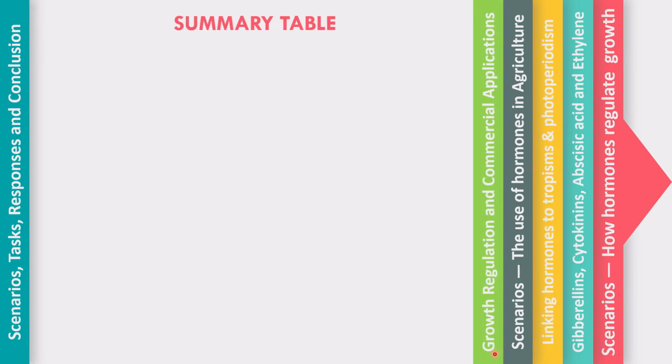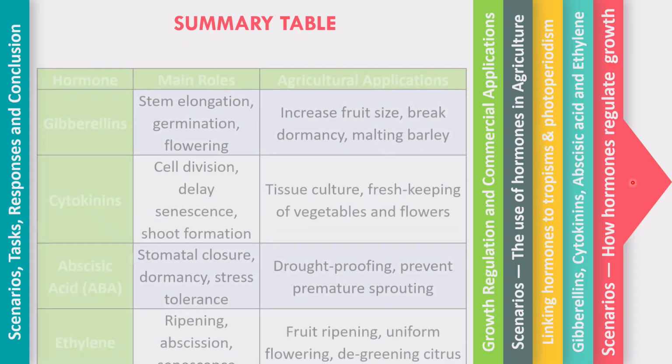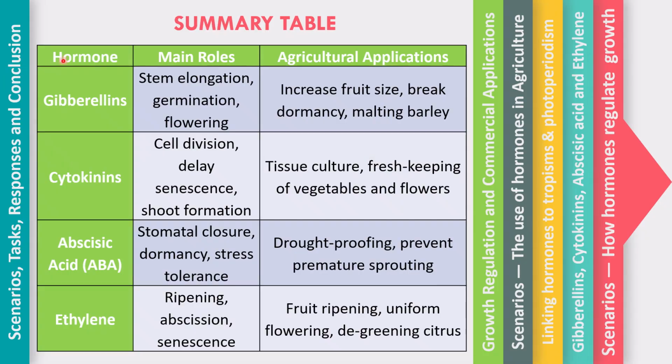Let us now look at growth regulation and commercial application. We shall use a summary table. In our table, we have the hormone column, main roles, and agricultural applications. Gibberellins. The roles of gibberellin are stem elongation, germination, and flowering. Agricultural applications: they are used to increase fruit size, break dormancy, and in malting barley.